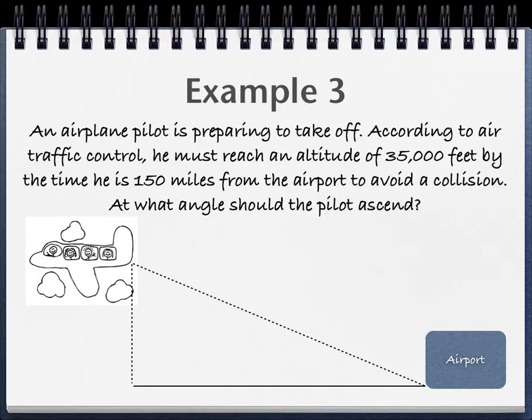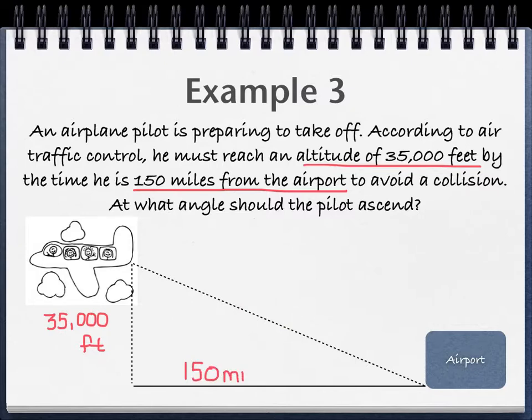Okay, so I'm going to take this piece by piece here. So here's our airplane taking off from the airport. So the airplane is taking off along this path. It says he must reach an altitude of 35,000 feet. Altitude is straight up in the air, so this is my altitude. Okay, so I must be 35,000 feet in the air. Okay. By the time he is 150 miles from the airport, that's ground distance. So that means this needs to be 150 miles.